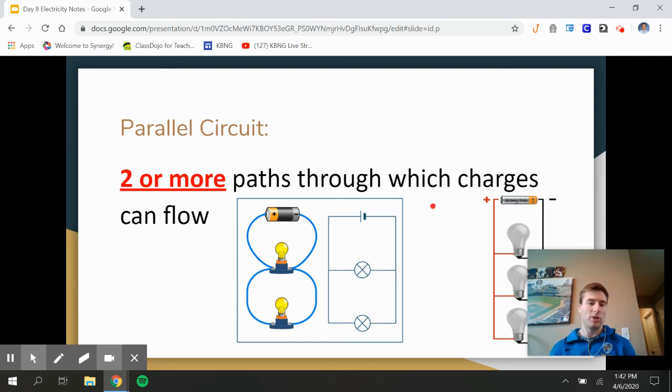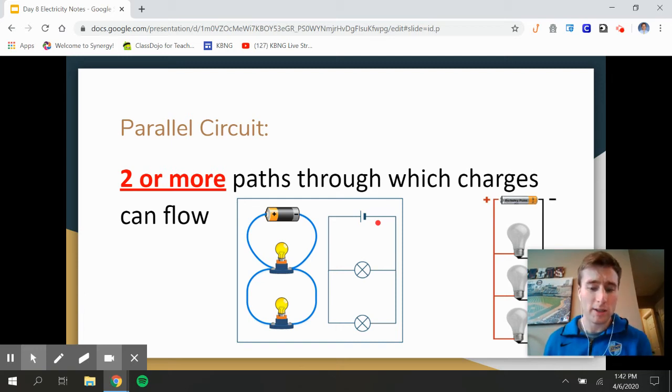These are really useful because what happens to one doesn't happen to all of them in this case. And you'll see that our light bulbs especially don't lose a lot of brightness when we use these. So most of your appliances and things in your home are wired on a parallel circuit.